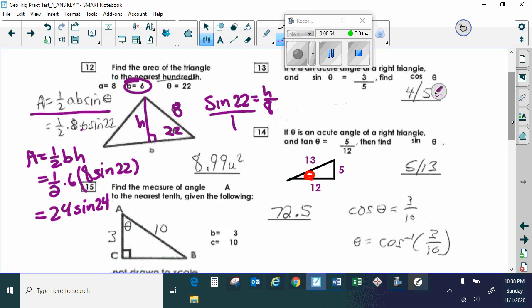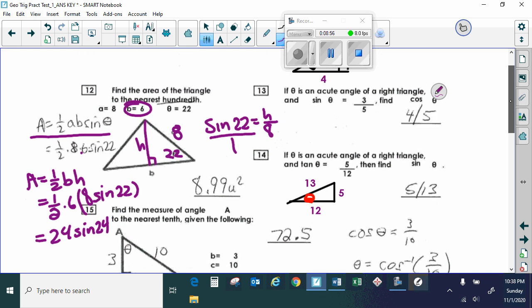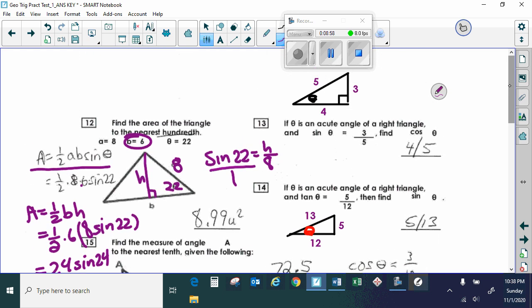Number 13, find an acute angle. If theta is an acute angle, well, that's between 0 and 90 degrees, which puts it in quadrant 1. So look at that. The sine of that theta is 3/5, opposite over hypotenuse. And I should then see it's a 3-4-5 Pythagorean triple. Otherwise, I have to use the Pythagorean theorem to get that 4. And they want you to find the cosine of that angle now. Cosine is adjacent over hypotenuse. So 4/5 is my answer.